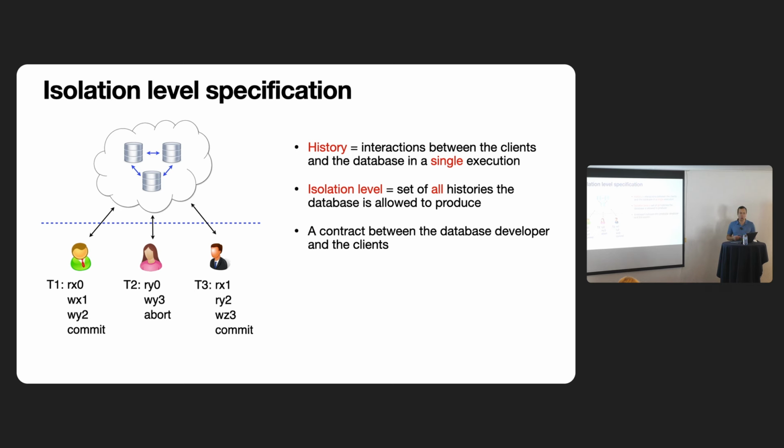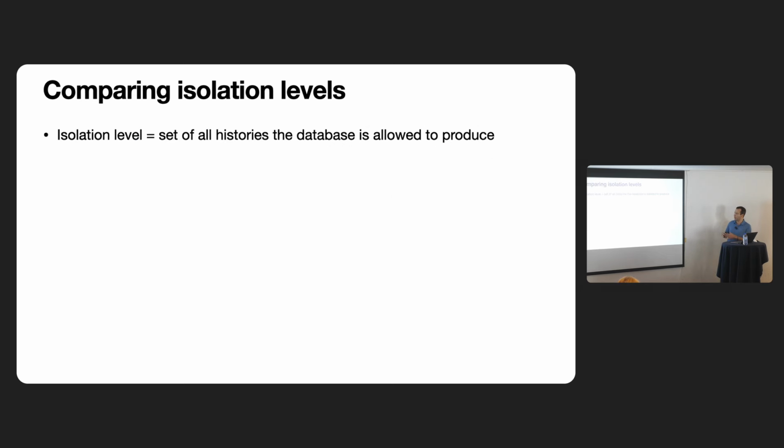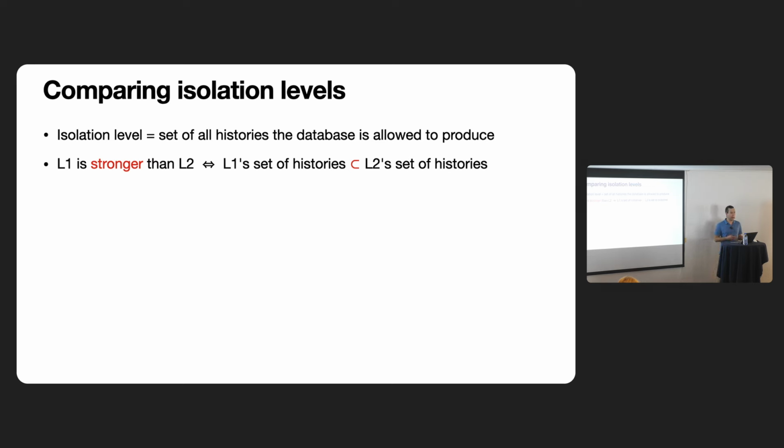And so you can view it as a contract between the database developer and the clients that are writing applications using this database. And we can use this definition to compare isolation levels. So an isolation level is a set of all histories that the database can produce. So then we can say that one level, L1, is stronger than another level, L2, if the set of histories, so a set of possible behaviors that L1 is allowed to produce, is a subset of the set of histories that L2 is allowed to produce.